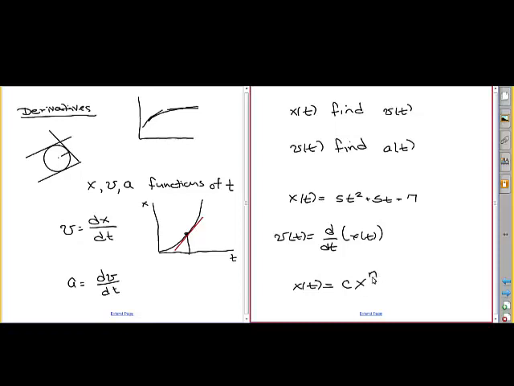And n typically is going to be a positive integer, but it doesn't have to be an integer. It could be a rational or irrational number, so it can take on any value. So that's if the function is a polynomial. So in this case, c would be 5, n would be 2. For this part, c would be 5 and n would be 1. And for here, c would be 7 and n would be 0.